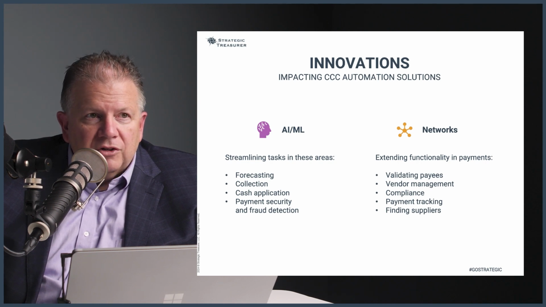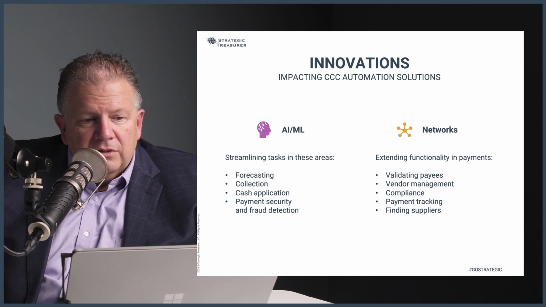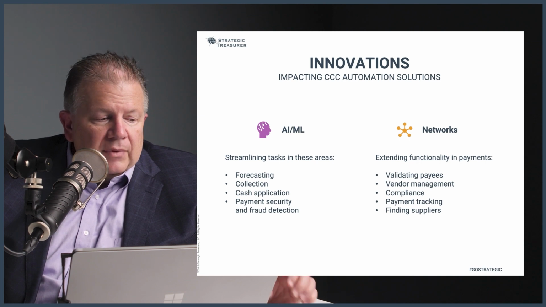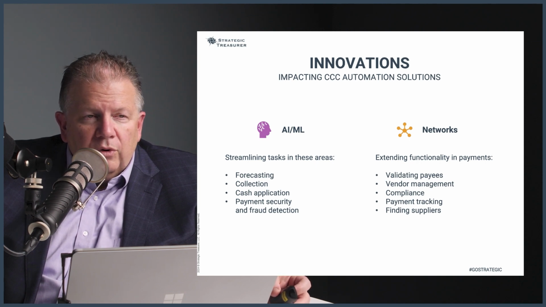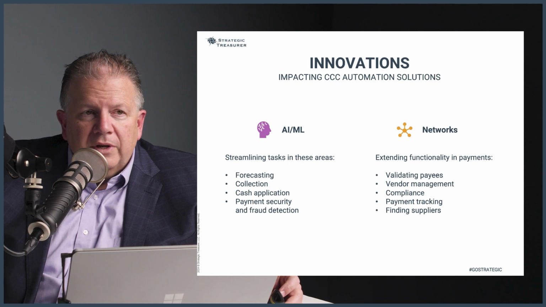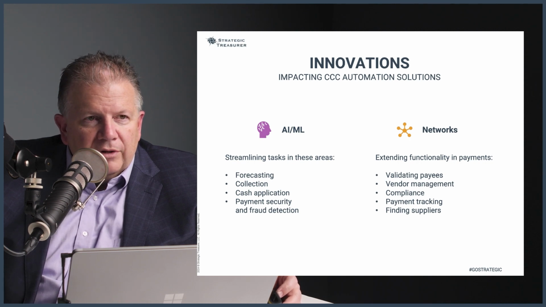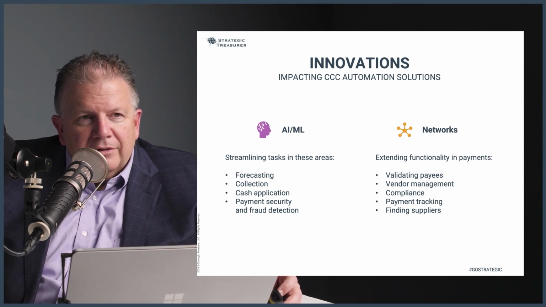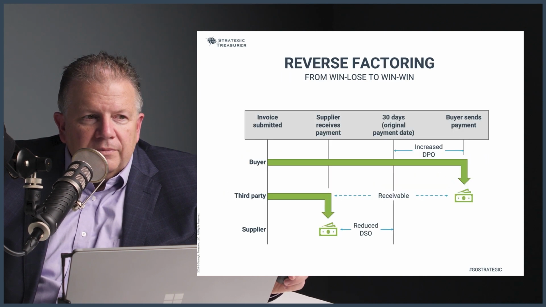These are impacting cash conversion cycle automation solutions quite significantly. So, worth continuing to pay attention there, what's being developed. There's multiple types of networks. We should probably have a webinar on some of the different networks that exist and what this means for organizations.